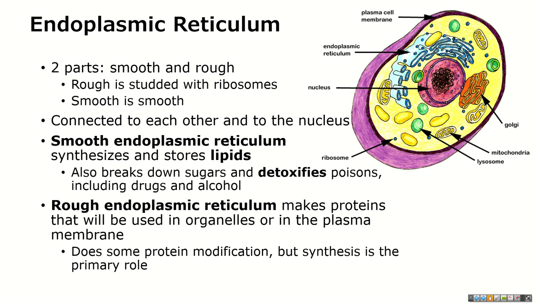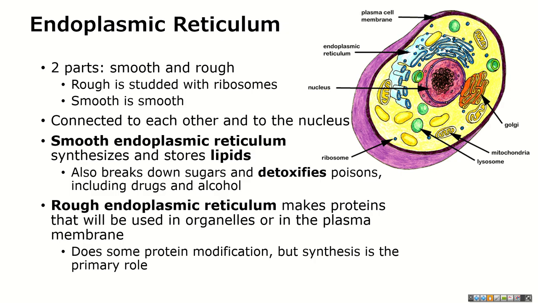The rough endoplasmic reticulum is going to make proteins, and that's why it has bumps. The bumps are ribosomes. The proteins made by the rough endoplasmic reticulum are going to be used either in another organelle, or they are going to go to the plasma membrane. So all of those proteins that we showed embedded in the plasma membrane were all made by the rough endoplasmic reticulum.